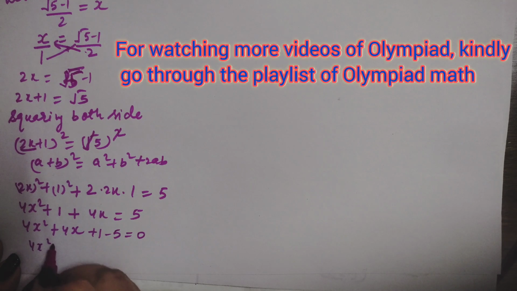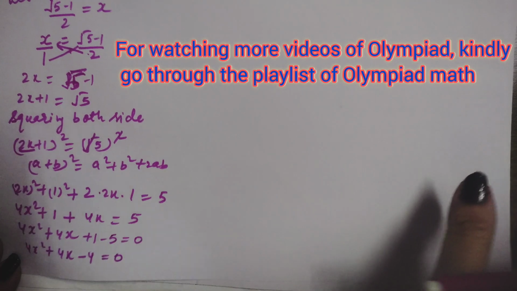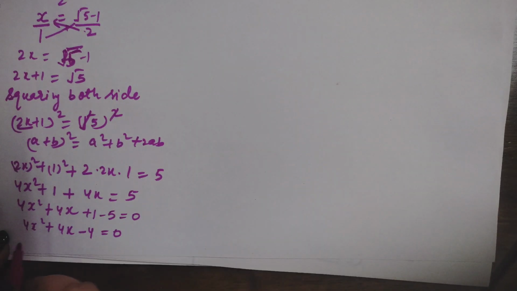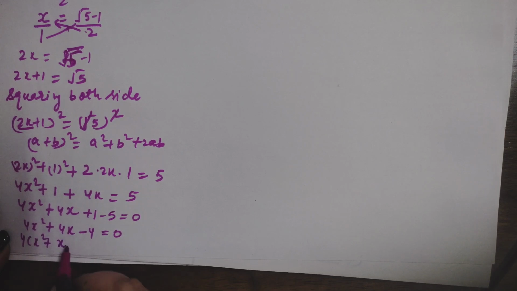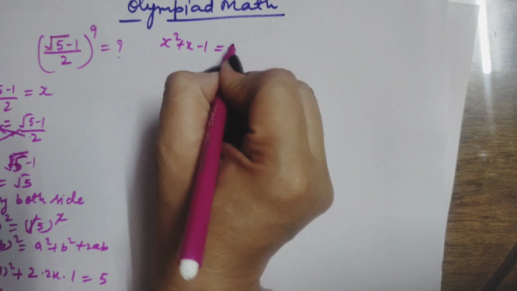So 4x square plus 4x minus 4 equals 0. We will write this equation in the quadratic standard form. Now you can see 4 is a common number, so we take out the 4 common: x square plus x minus 1 equals 0, and this 4 goes to the right hand side, so it also becomes 0. So we have the quadratic equation x square plus x minus 1 equals 0.